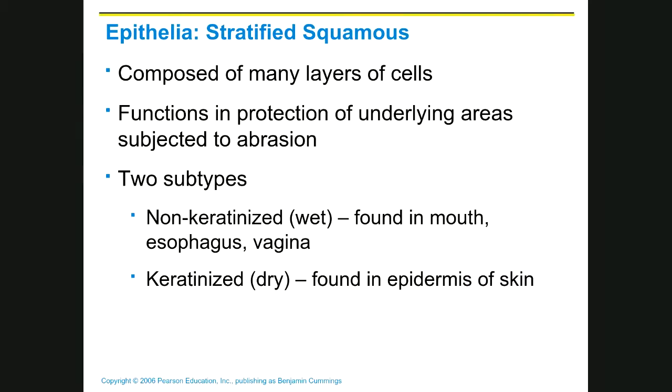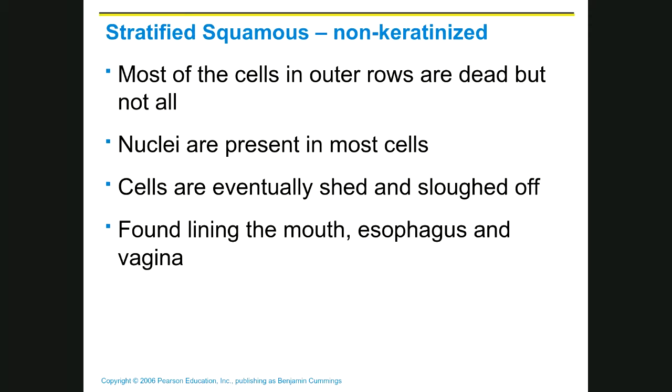So two different types. We have keratinized, which is dry, and we have non-keratinized, which is wet. They both have lots of layers, and they both protect against abrasion, but they're located in different places. So let's look at the two types, and let's look at the non-keratinized first. So remember, this is the wet version.